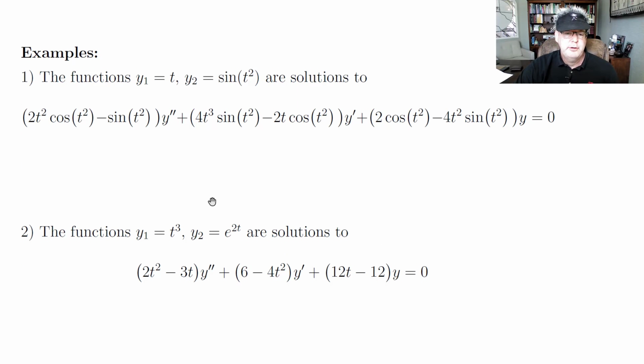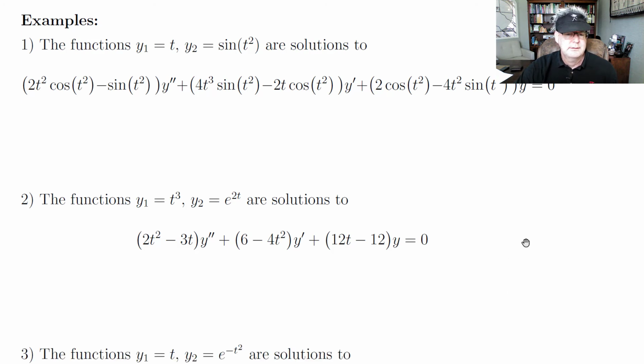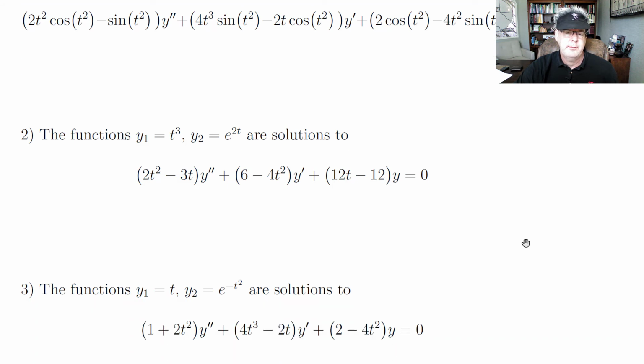If I want t cubed and e to the 2t to be the solutions, this is what would result. And again, some simplifying was also done. Sometimes there's a common factor of t, or maybe e to the 2t. If it was in every term, you could factor it out and discard it. So this is the simplified second order differential equation. And you can check both y1 and y2 are solutions, and any other solution can only be from linear combinations of these two.